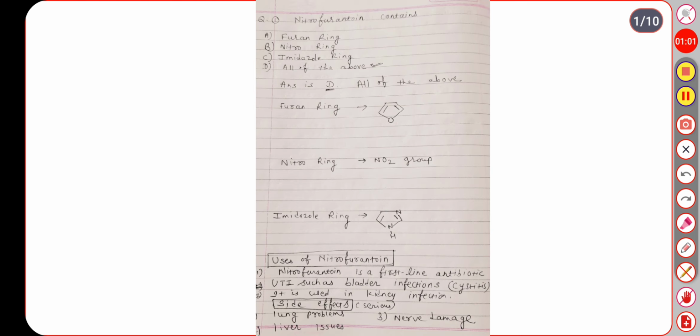So what is the mechanism of action of nitrofurantoin? Nitrofurantoin is an antibiotic which is converted into reactive intermediates inside bacterial cells, and these intermediates damage the bacteria's DNA, RNA and protein, preventing them from growing and reproducing. In the next slide you can see the nitrofurantoin structure.